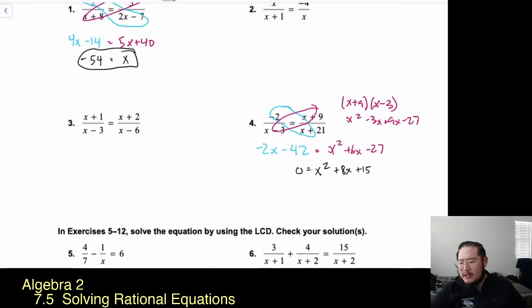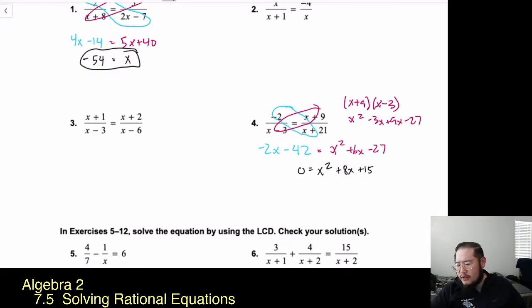Once again, make sure you guys show your steps. We got ourselves plus 2x, and then plus 42. All right. And then at this point, remember, we got options: factor, quadratic formula, complete the square. So you take your pick on what you want to do.